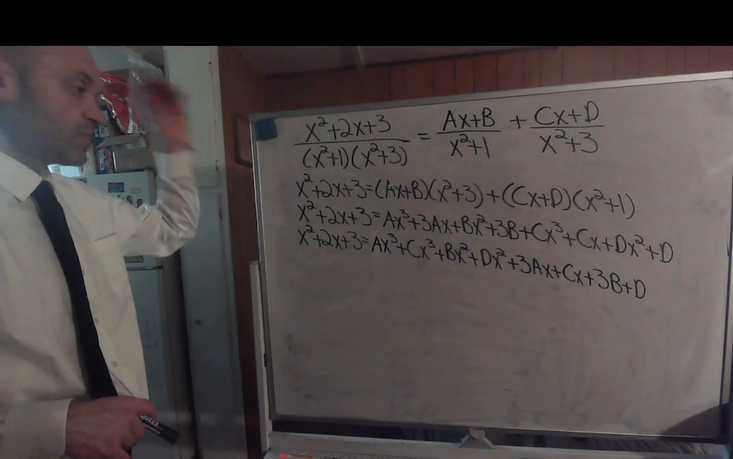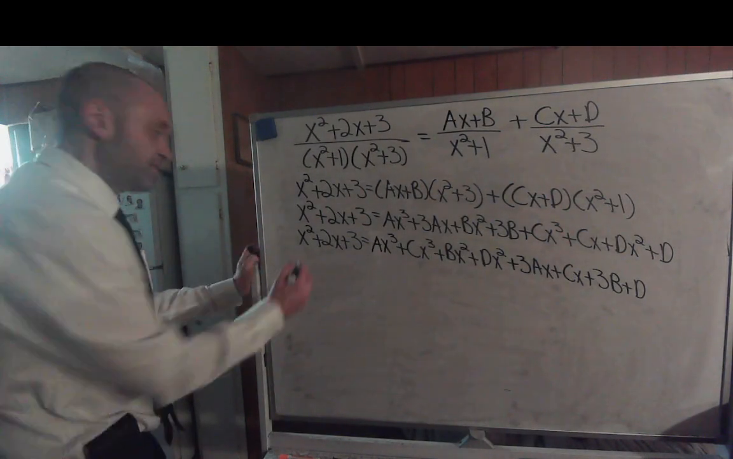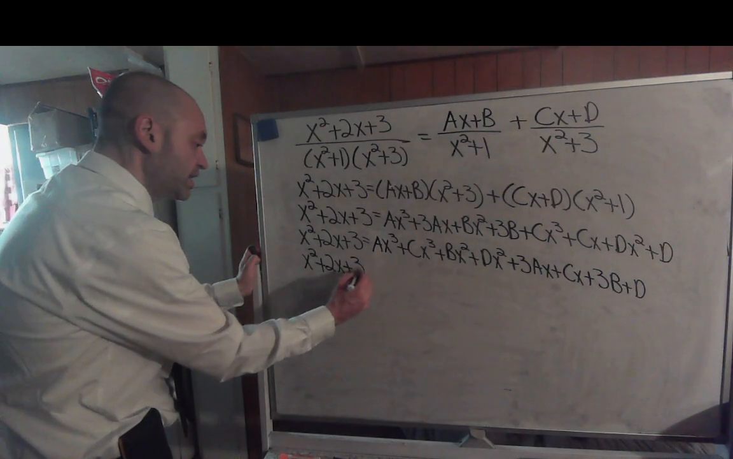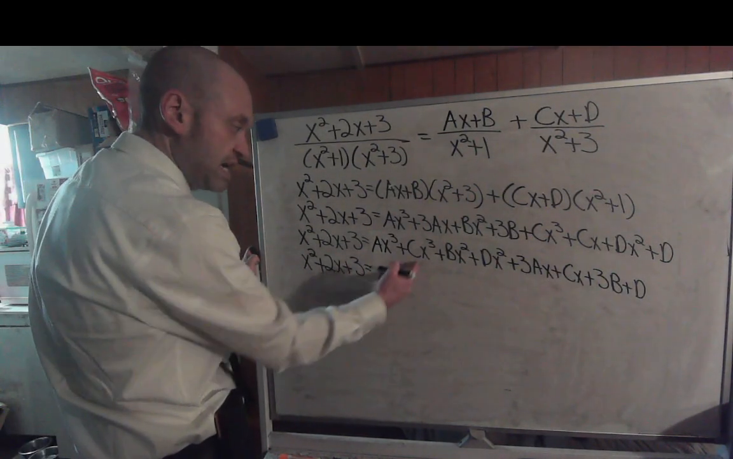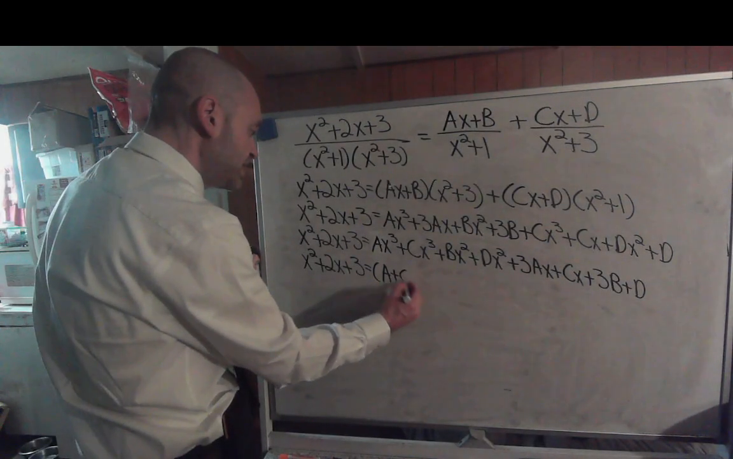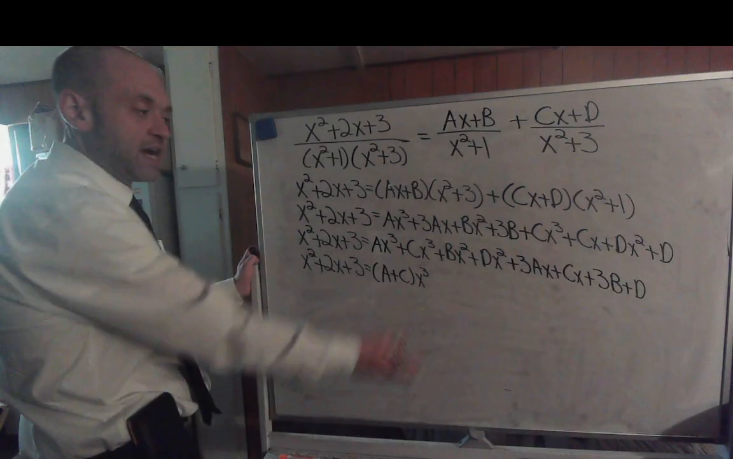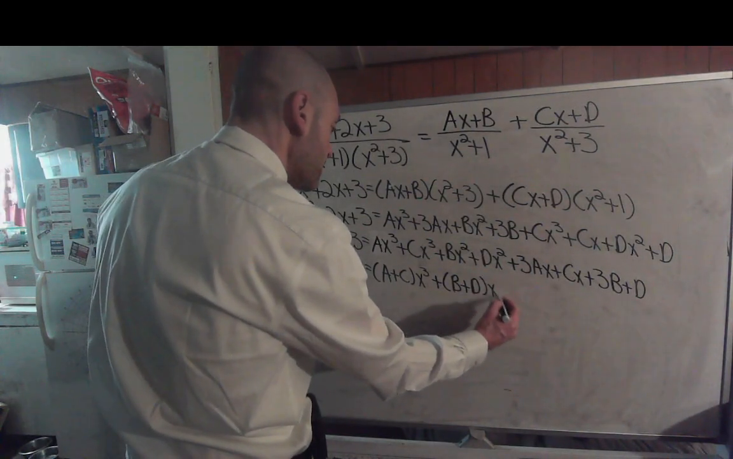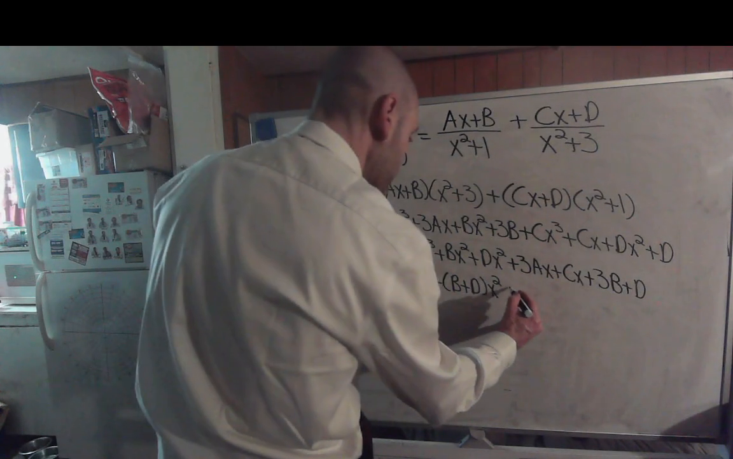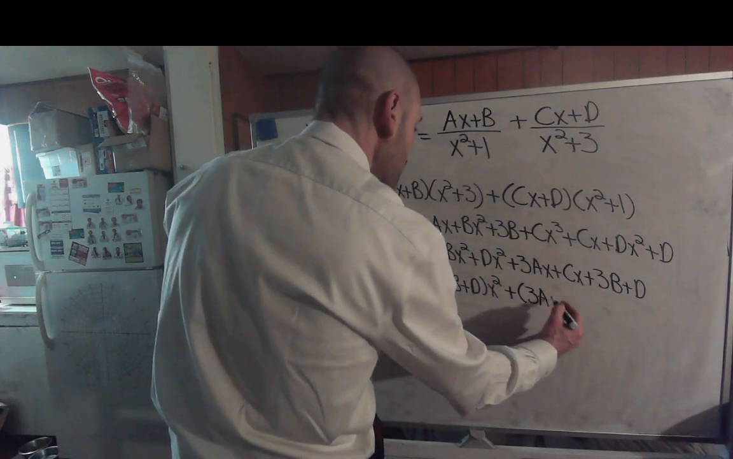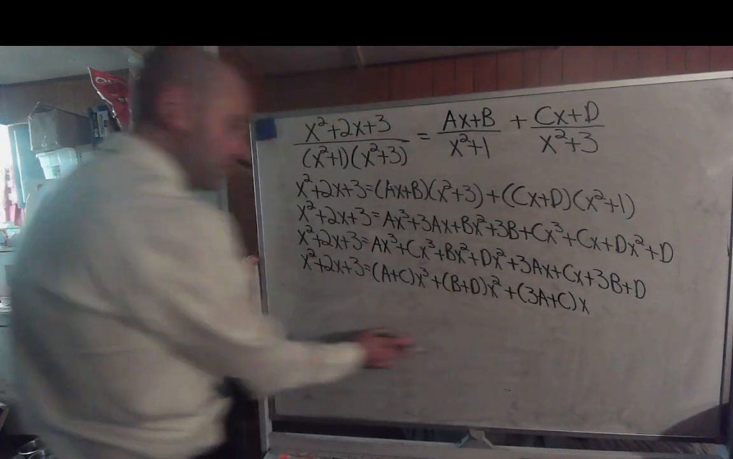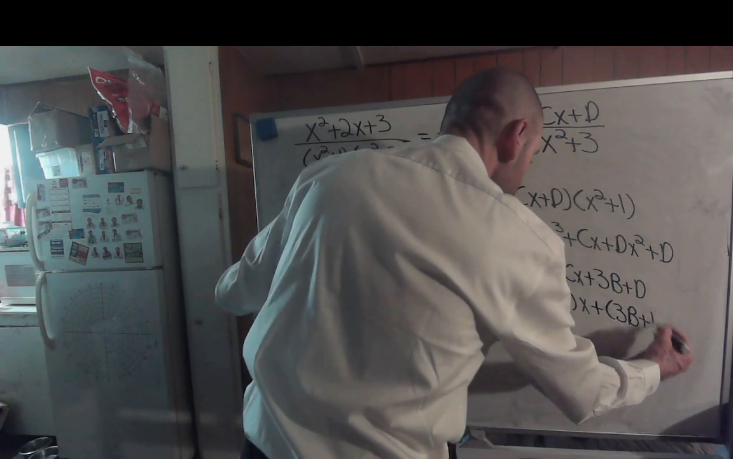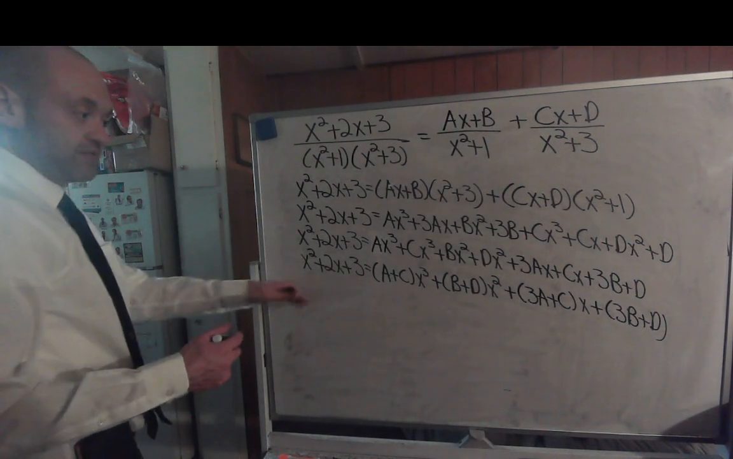Okay, so now let's factor out the common factors. You'll have x squared plus 2x plus 3. Now let's factor out the common x cubed. That would be a plus c times x to the third. Then factor out your common x squared. That'd be plus b plus d times x squared. Factor out your common x to the first. That would end up being plus 3a plus c times x to the first, and then factor out, of course, your constant, which really doesn't need factored. That'd be 3b plus d. And then the left side should equal the right.